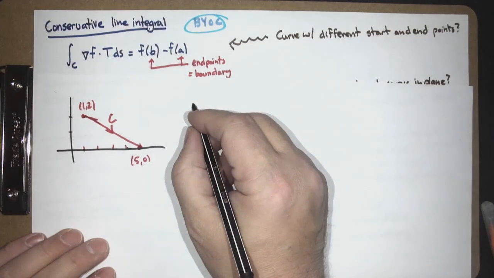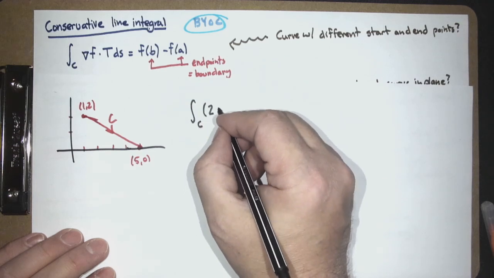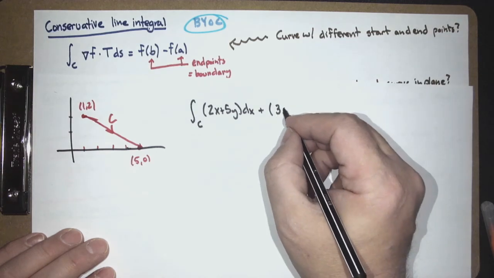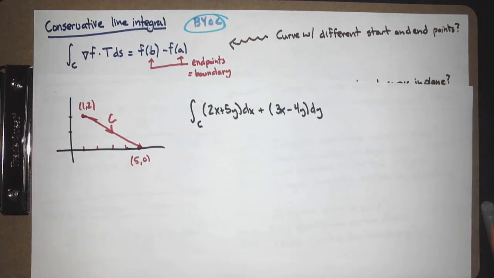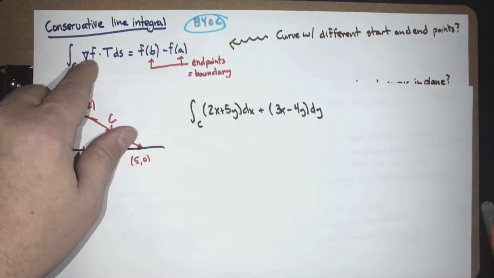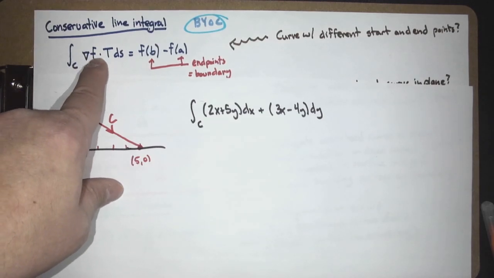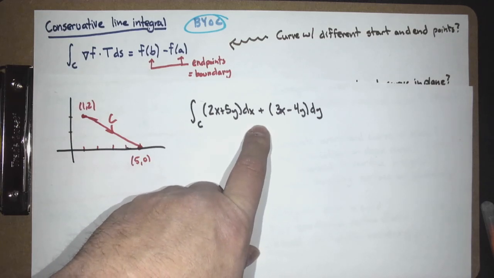And I asked you to find the following. Find the integral along this curve of (2x plus 5y) dx plus (3x minus 4y) dy. All right. Is this conservative? Now, it looks like it could be, right? It has the right form. So this expression looks like it could fit into this. So keep in mind, this can be written in many different ways. It could be, but is it here? No.